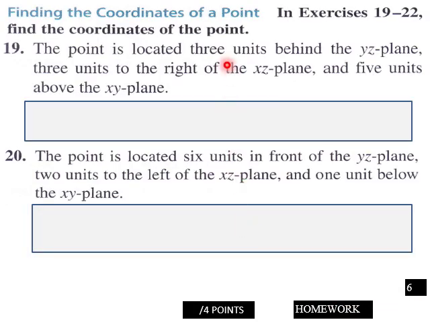And then page 6, number 19 here. The point is located 3 units behind the YZ plane, 3 units to the right, and so on. So find the coordinates of the point. This is kind of like a verbal description of where the location of the point is. So follow that, and then put your triplets in here. And then for 20, the same thing here. This is a verbalization of a triplet. So write down your triplet for that. You got 4 points here, page 6.